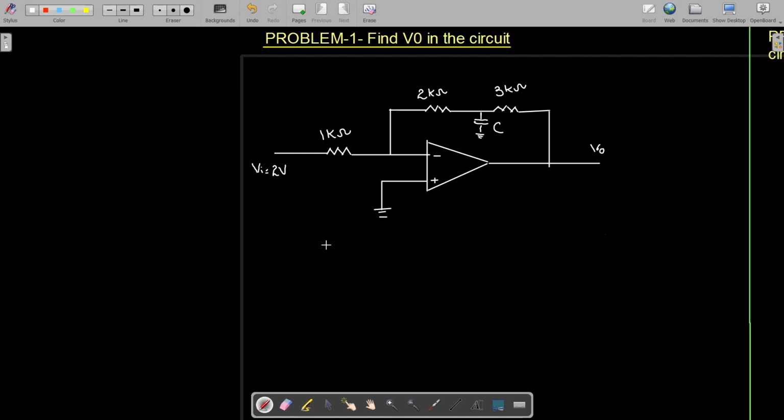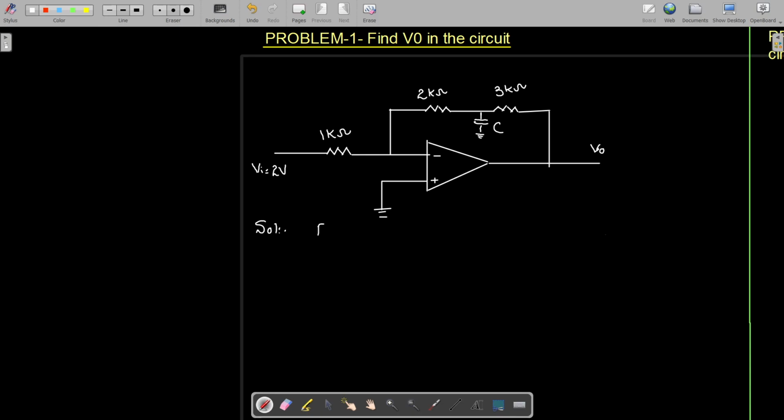In this video, we are going to solve some numerical problems of operational amplifier. So this is problem number 1 where we need to find the V0, the output voltage. The input voltage is given and we have input applied to the inverting side, to the inverting input. Now, we are going to have two cases for this.